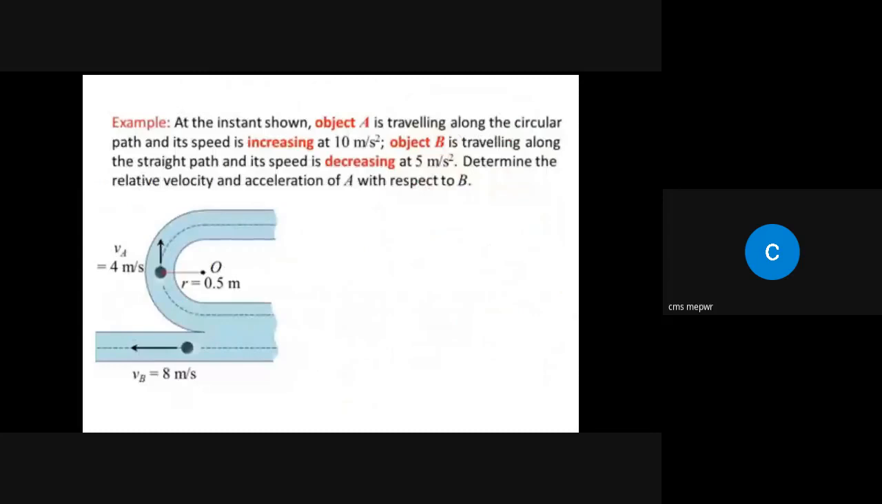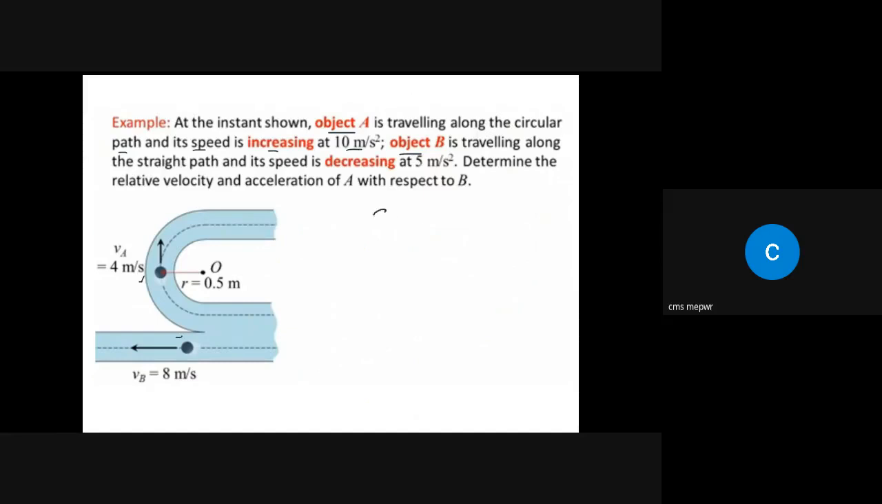Okay, let's have another example. At the instant as shown, we are having two objects, object A and object B. This is object A, and this is object B. Or in other words, we are having two particles. Object A is traveling along a circular path and its speed is increasing at 10 meter per second square. It is having a circular path.